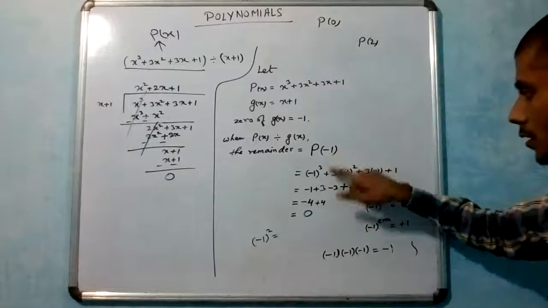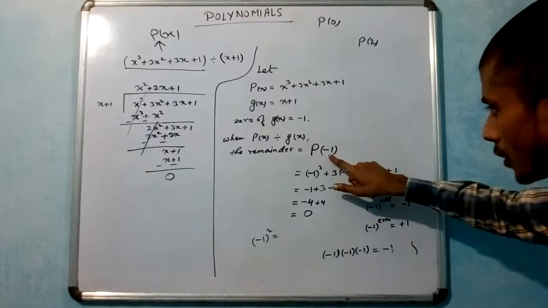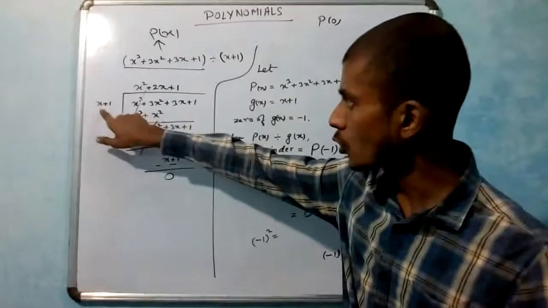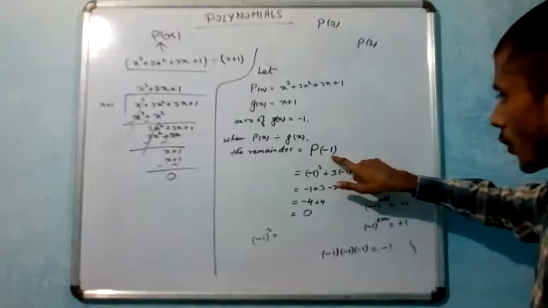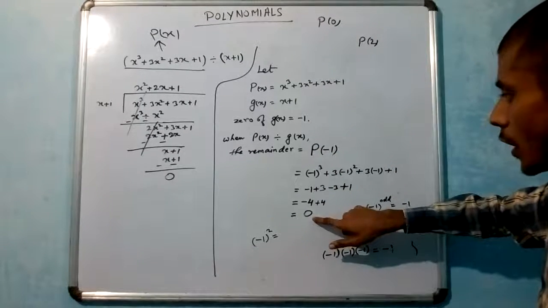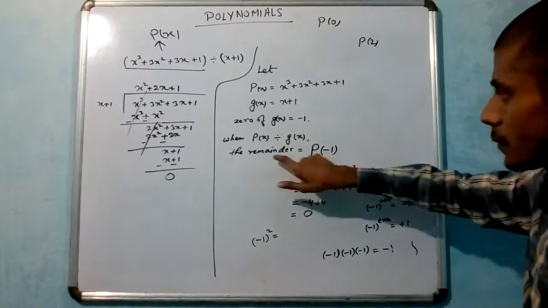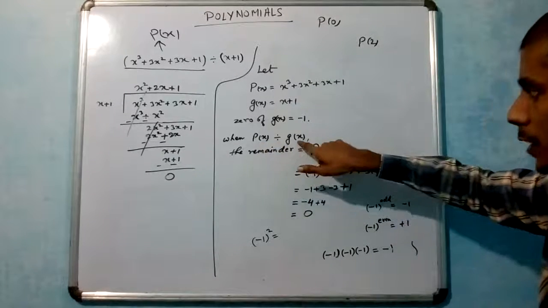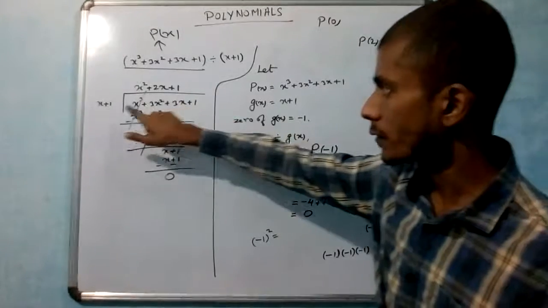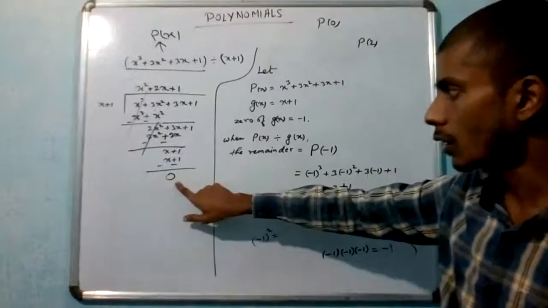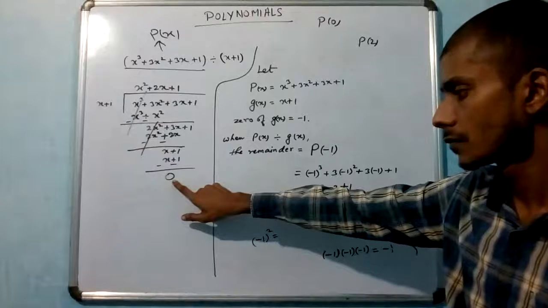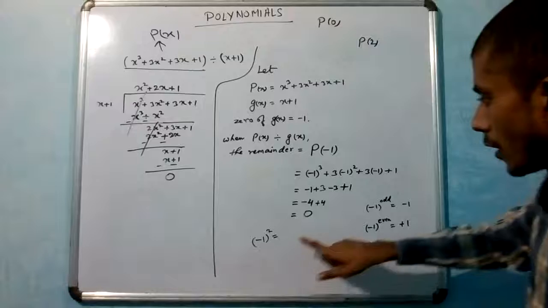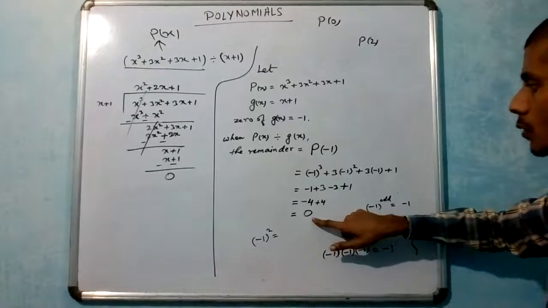So what we are getting? P of minus 1 is 0. And P of minus 1, why minus 1? Because minus 1 is the 0 of the divisor. Okay? So P of minus 1 is 0. And what is this P of minus 1? It is nothing but the remainder when Px is divided by Gx. When Px was divided by Gx, what remainder had we got? 0. Aren't we getting 0 here?